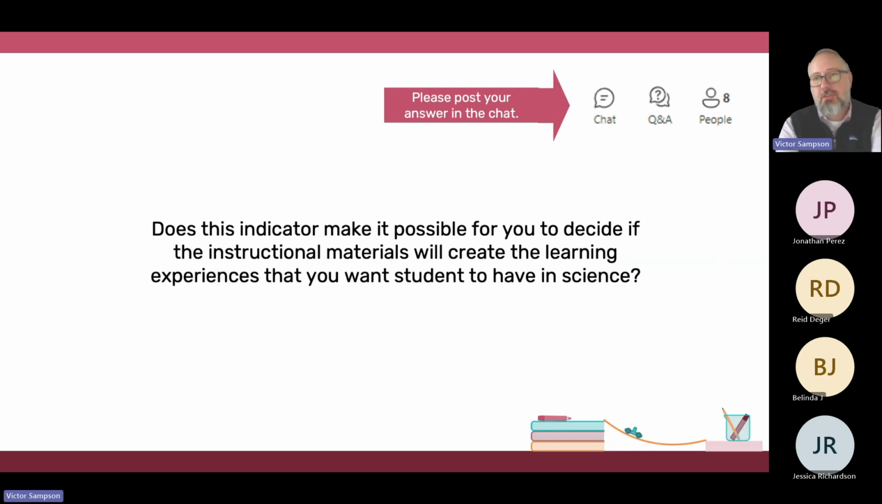So something to think about when I'm bringing this up once again is, does this indicator make it possible for you to decide if the instructional materials will create the learning experience you want, right? Is that enough information for you to really distinguish between one set of materials versus another when it comes to kids' learning experiences? And that's for you to decide. Please throw a post in the chat if you would like to, or just think about that question as we're moving through.